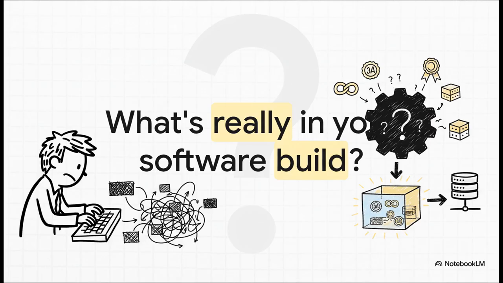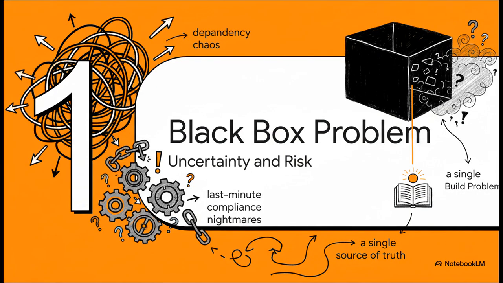You write your code, you kick off the build, but what is actually getting bundled up and shipped out? Which dependencies, what licenses, which exact versions? For a lot of teams, it's basically a black box. And that kind of uncertainty carries some real risk. And yeah, that whole mystery, that's what we call the black box build problem. We're talking about that feeling of dependency chaos, those last-minute compliance nightmares, and just that nagging sense of doubt that comes from not having one single reliable source of truth for what you deploy.